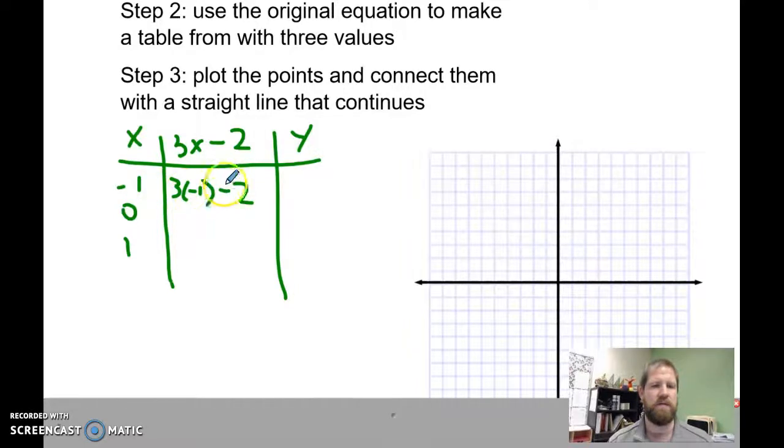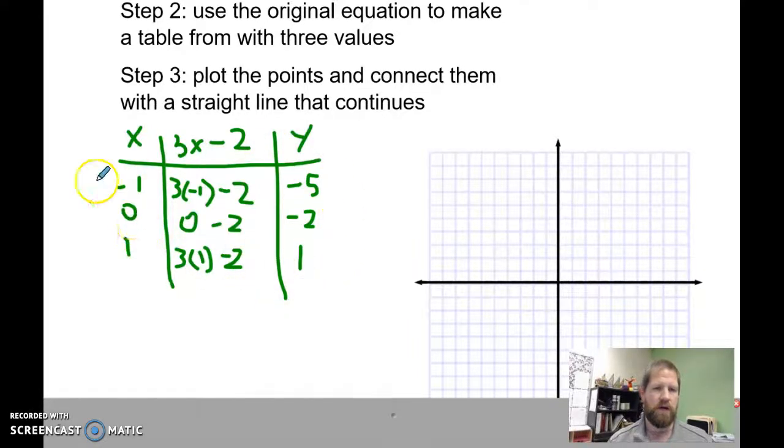3 times -1 is -3, minus 2 will be -5. 3 times 0, well, I know that's going to be 0, minus 2, -2. 3 times 1, minus 2 is going to be 1. And from here, it's easy for me to see I've got an increase of 1, increase of 1, increase of 3, increase of 3. This is definitely a linear function.